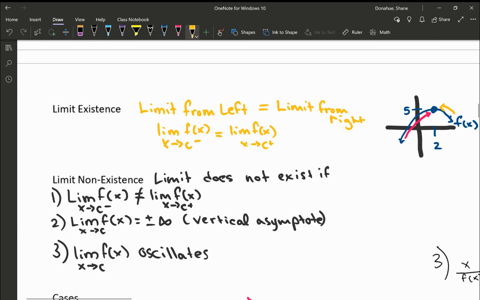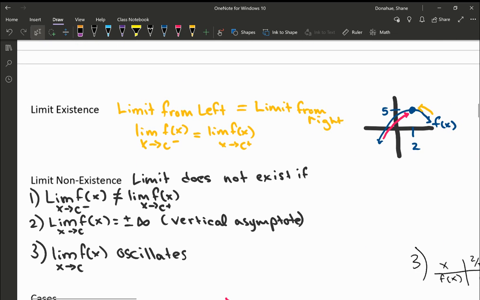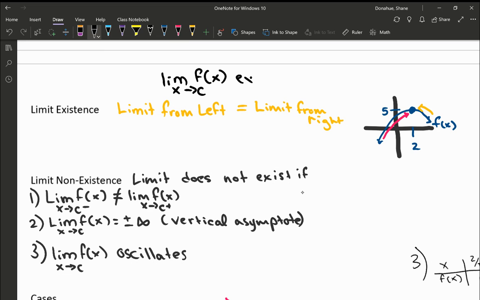All right, now we've got some properties we're going to talk about. So let me just erase this. So we have cases where the limit exists and cases where it doesn't. So for the limit as x approaches c of f of x to exist overall, the limit from the left must be equal to the limit from the right.